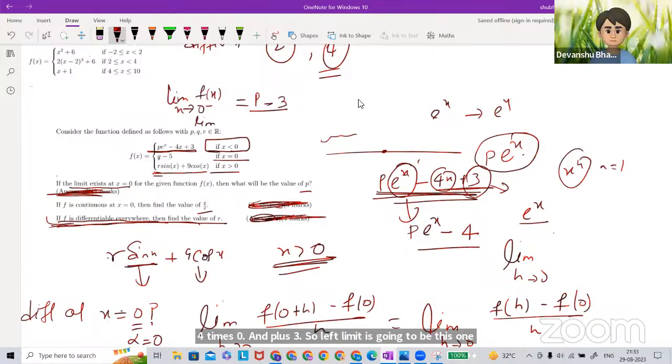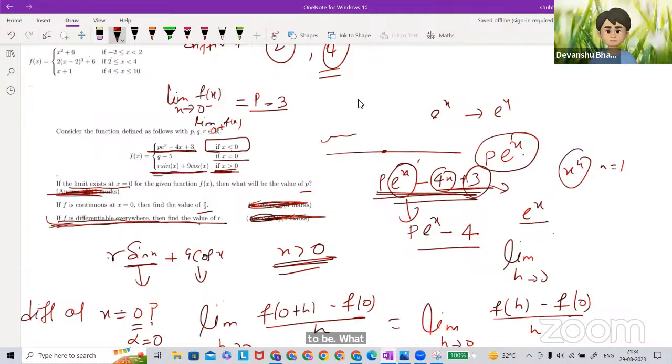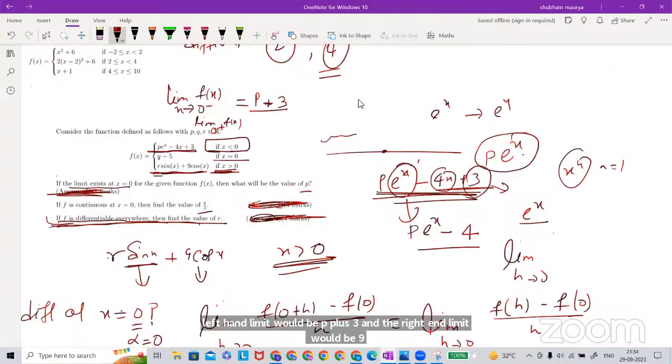Right limit is this one. When x is greater than 0, we have the function like this. So the left hand limit would be p plus 3 and the right hand limit would be 9. Here is p plus 3. Here, r times sine 0 is 0, and plus 9 cos 0, which is 1. So finally it is 9.